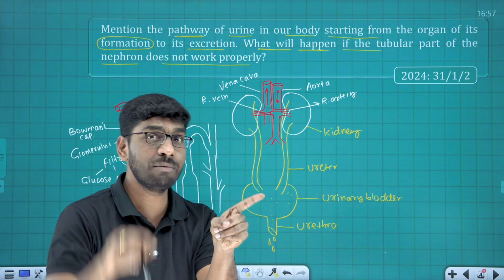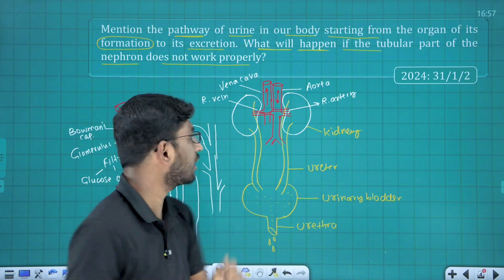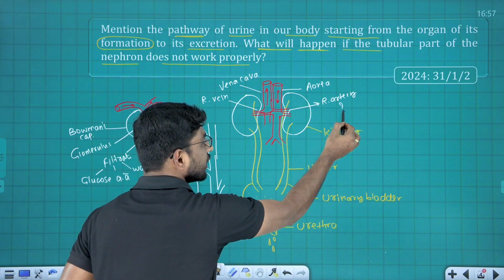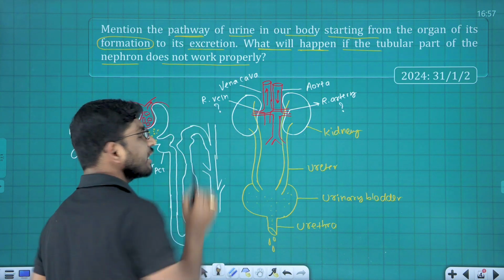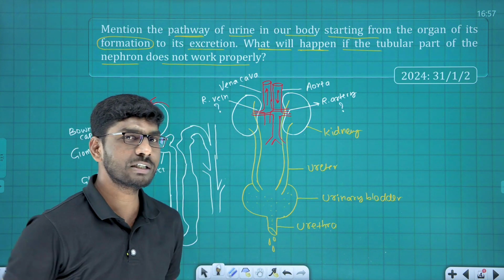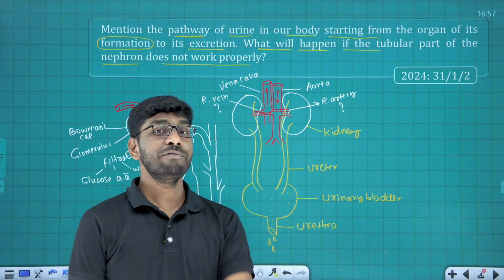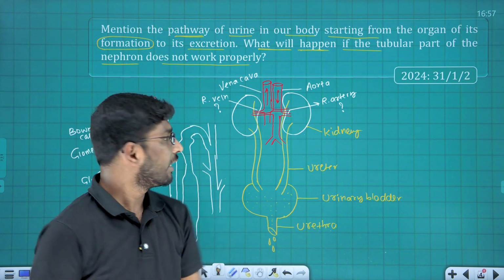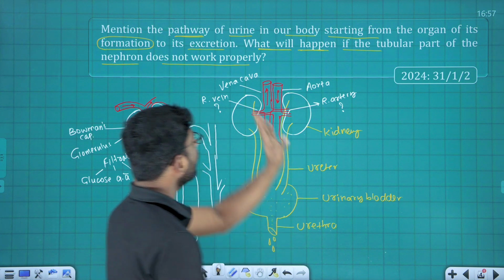Everything fine? Renal vein, renal artery. If in the exam the question comes, is the renal artery rich in nitrogenous waste or is the renal vein rich in nitrogenous waste, can any one of you answer? If you know this one, comment below. Okay. Now, next question, 2024.